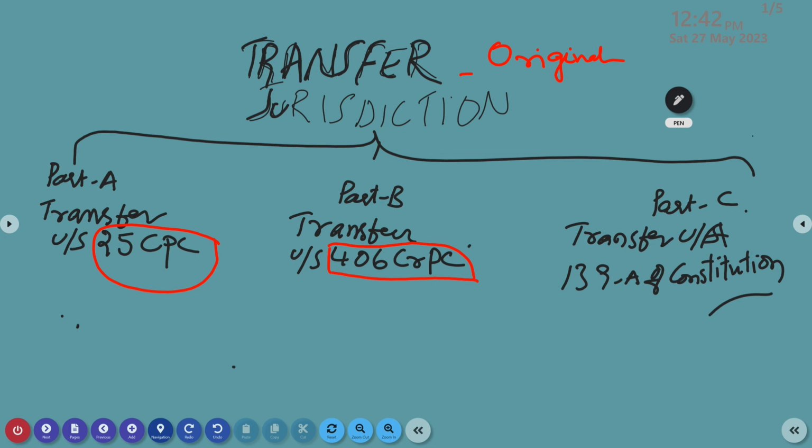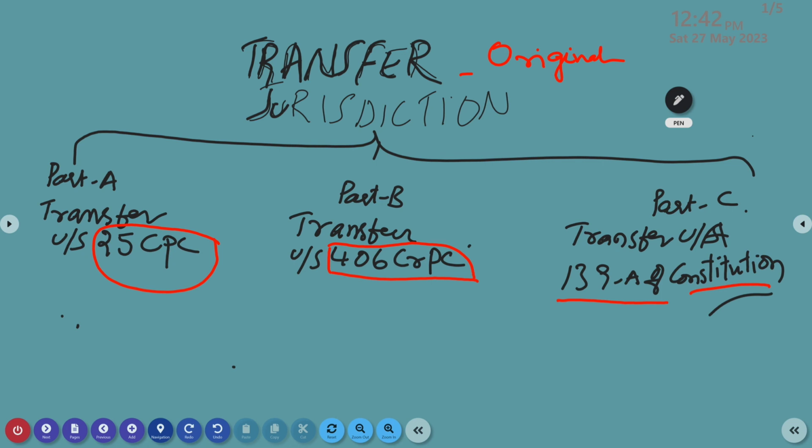Come to the third type of jurisdiction, that is Article 139A of the Constitution of India, transfers. That means this is another power derived from Article 139A. So what is the difference between these three types of powers, and when 139A can be exercised, and all other details we will discuss one by one in this video.